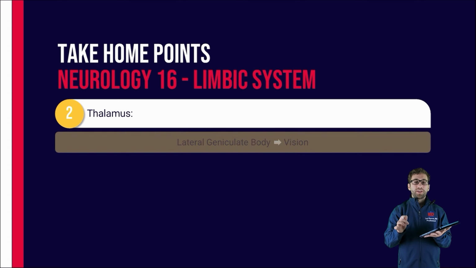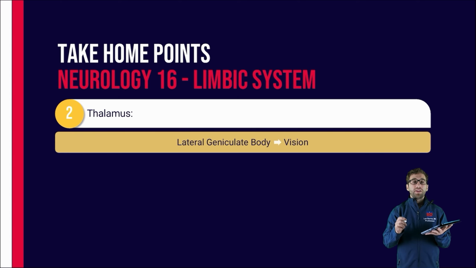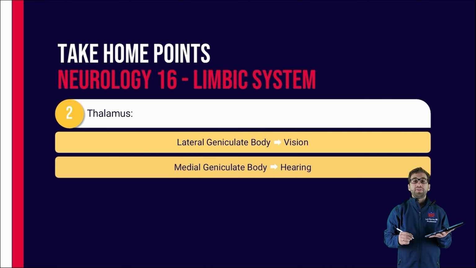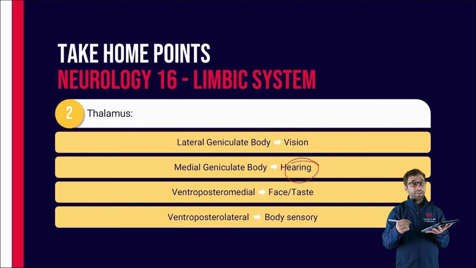The lateral geniculate body is responsible for vision, relaying visual information from the retina to the visual cortex. The medial geniculate body is involved in hearing, transmitting auditory information to the auditory cortex. The ventral posterior medial nucleus processes sensory information from the face and taste, while the ventral posterolateral nucleus handles sensory input from the body, including touch, pain, and temperature.